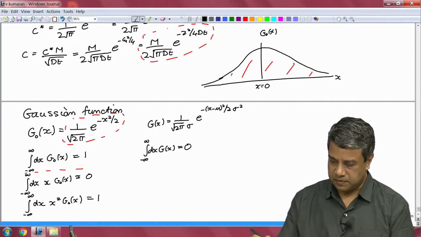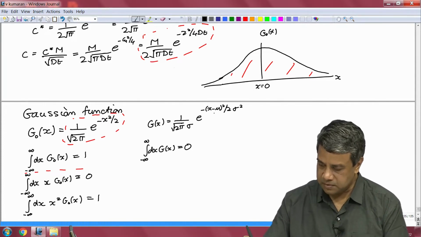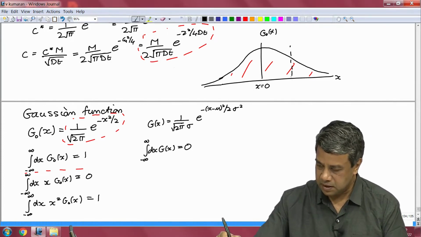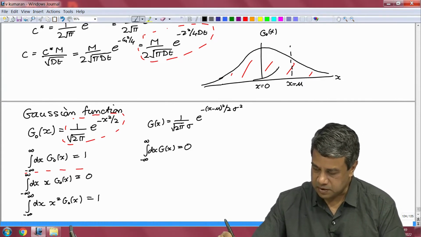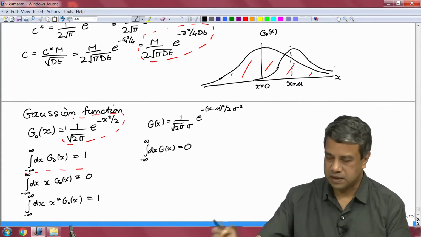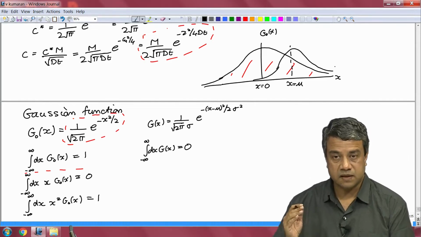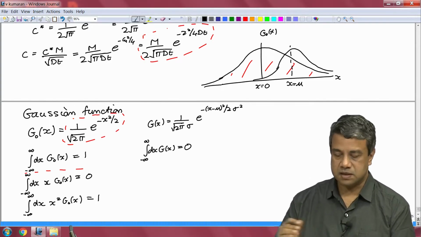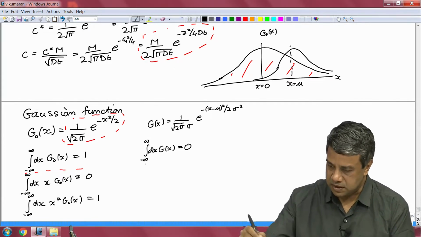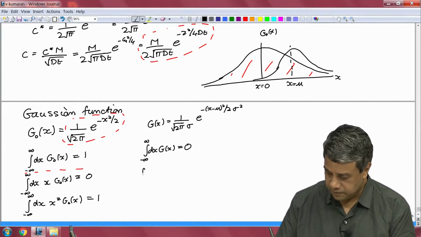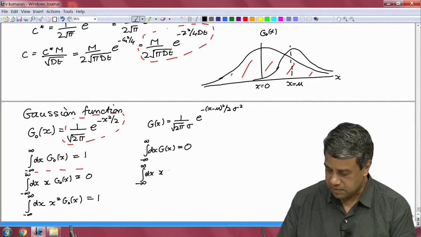So, if I plot this distribution, the maximum of this distribution will be at x is equal to mu, not at x is equal to 0. So, it does not have 0 average. The average of this distribution is equal to the integral of dx x times g of x, which is equal to mu.